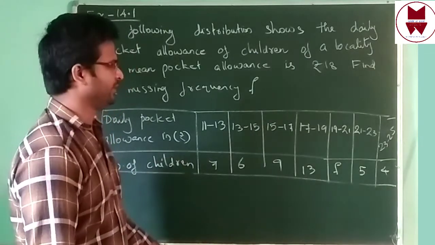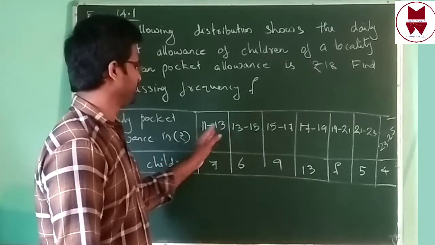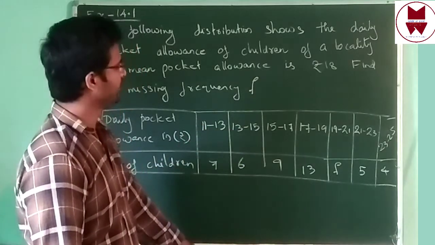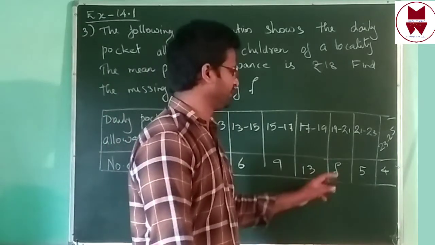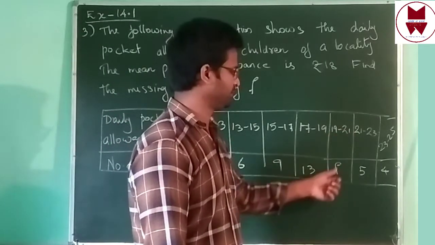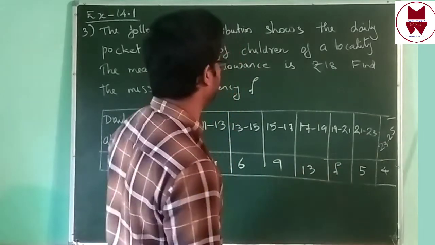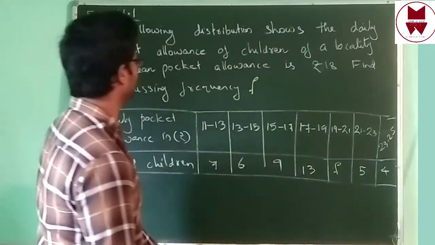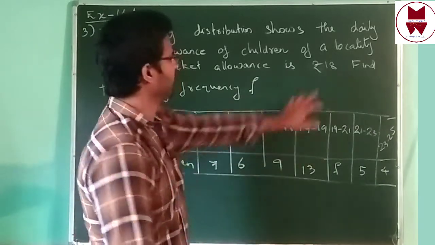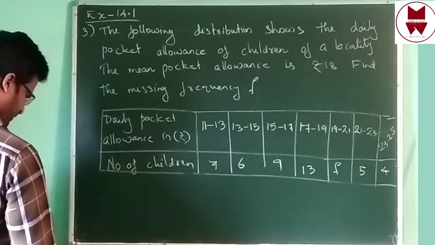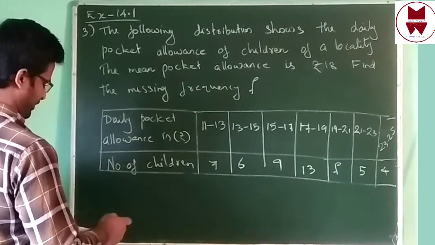In the table given here, all the data is there: 11 to 13, 7 children, then 13 to 15, 6, like that. Here one frequency is missing, that is for 19 to 21. We have to find that missing frequency, that is our question. Already given here, the mean pocket allowance is rupees 18. First, we can draw one table.